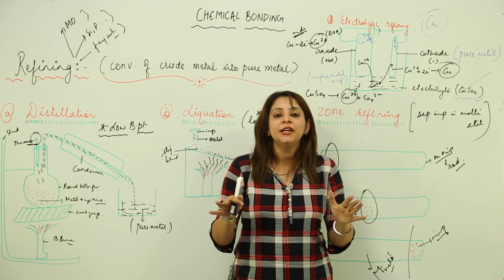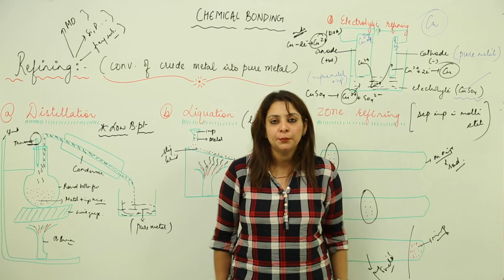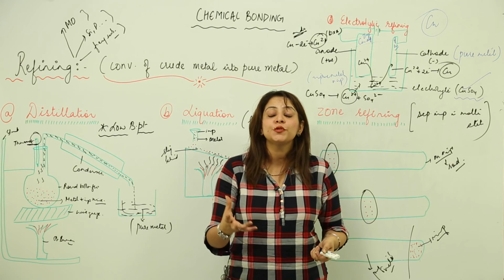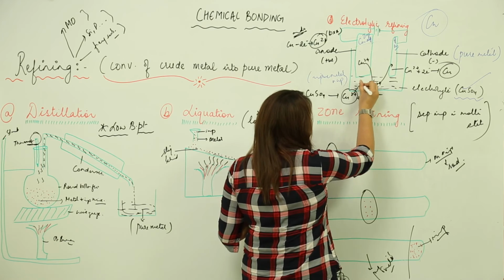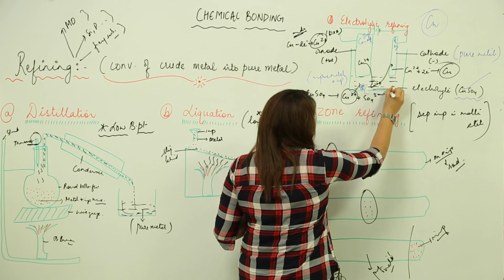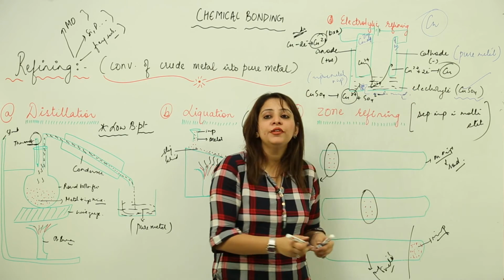No other impurities are present, and all those impurities which were present with the impure metal just settle under the anode as anode mud. So this is how we refine metals.